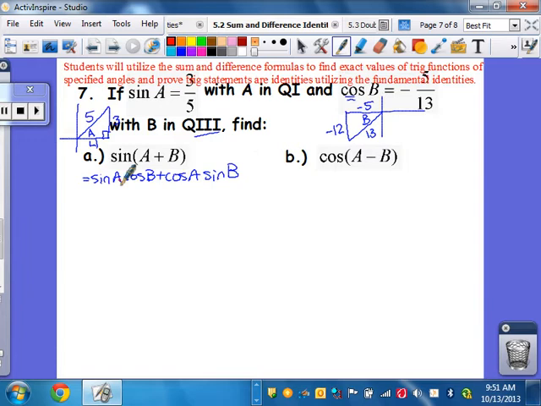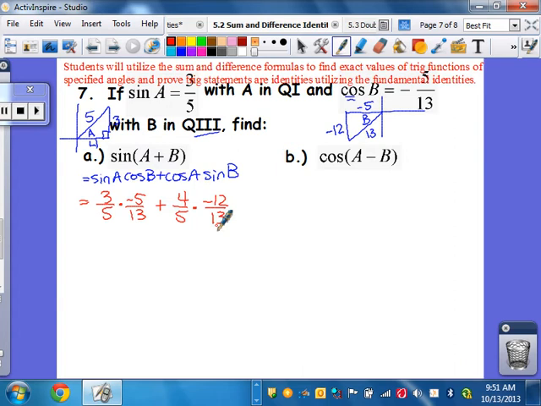So sine of A, I know that because it was given, but you could go to the A triangle. Sine is 3/5. Cosine of B, which is over there, is -5/13. Plus cosine of A, so the cosine of this A one is 4/5, times sine of B, -12/13. And now you guys just need to simplify.